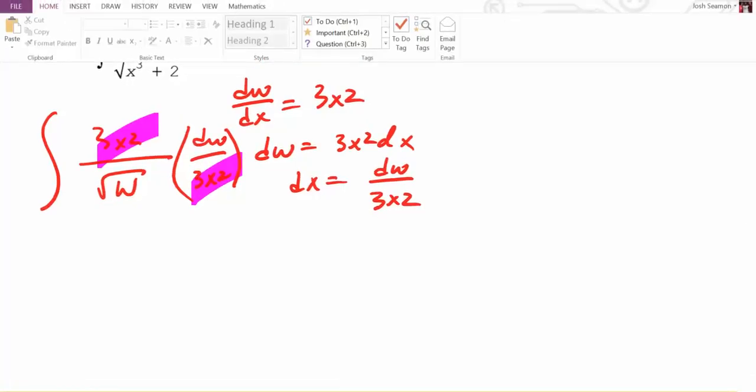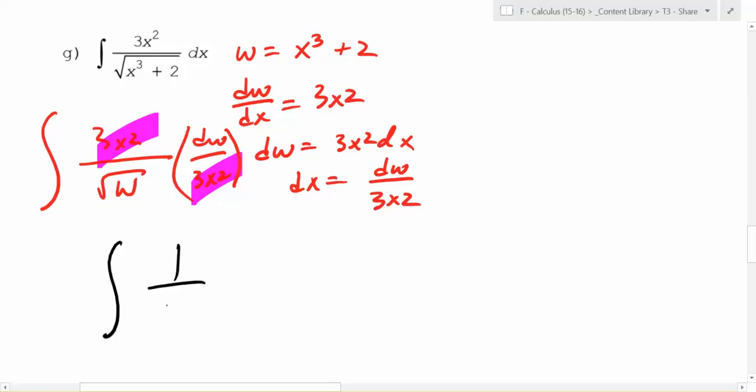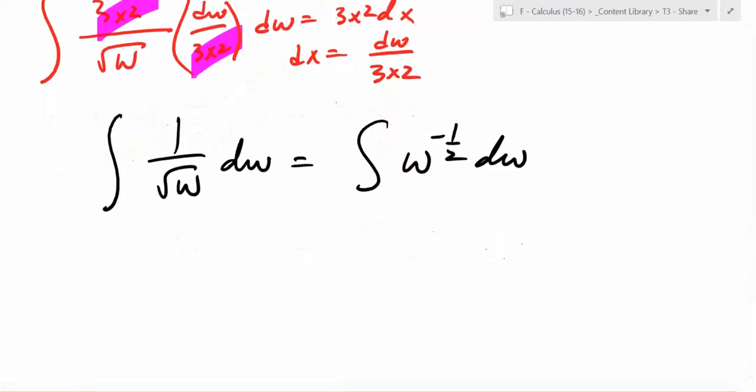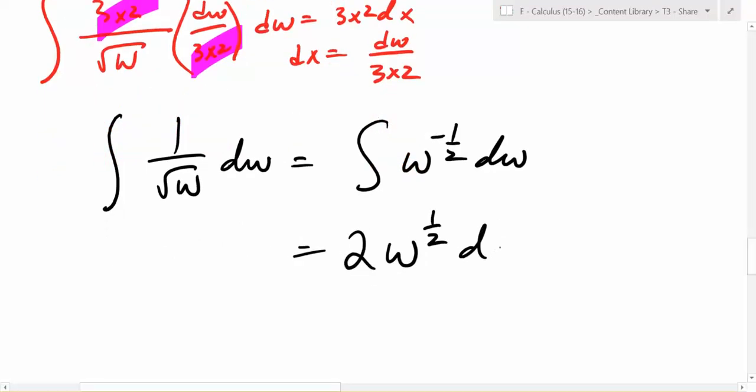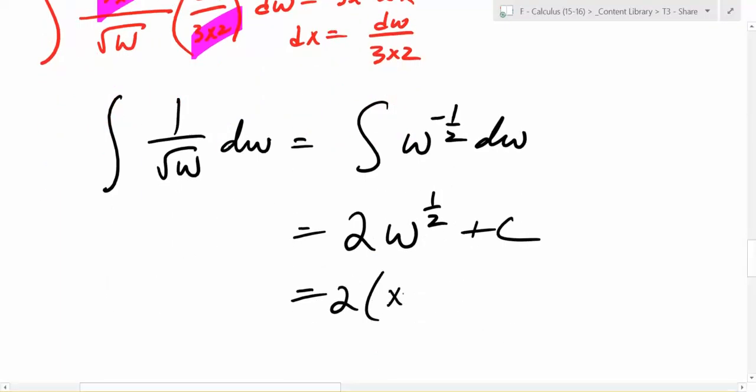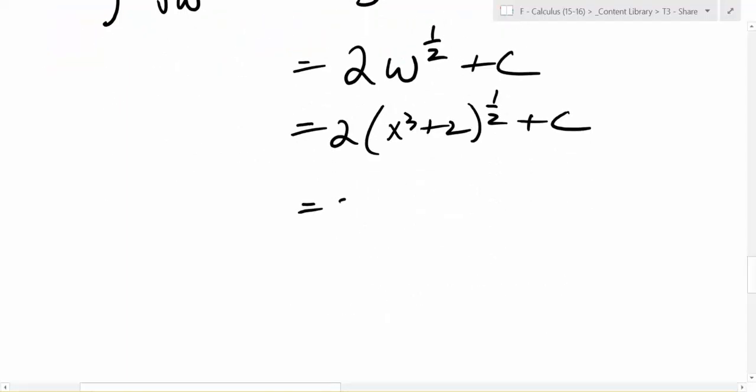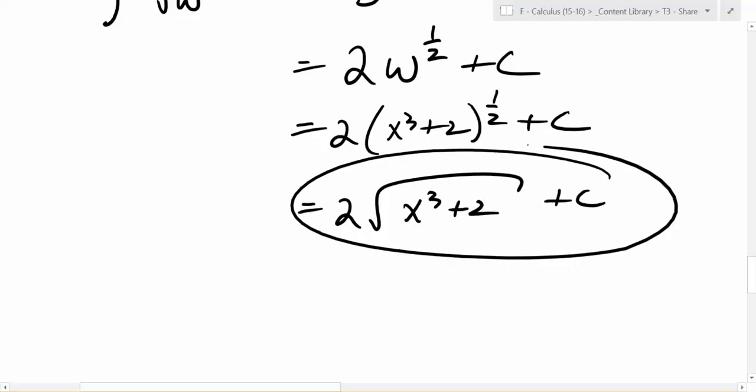So you end up with the integral of 1 over the square root of w dw, which is w to the negative 1/2 dw. What's the integral of that going to be? 2w to the 1/2 plus what? Plus c. So you end up with 2 times, what was w? x cubed plus 2 to the 1/2 plus c. And this is where you stop. You could also write it like this if you wanted to. That's fine. Either one is totally fine.